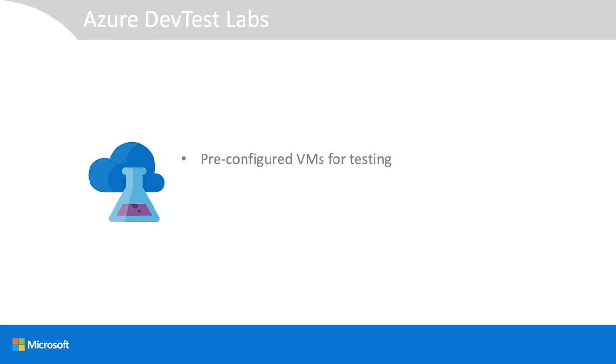DevTest Labs makes pre-configured VMs available for testing. And when you need to use one of those VMs, you claim it, which is kind of like checking out the VM. While you've got that VM claimed, no one else can use it.